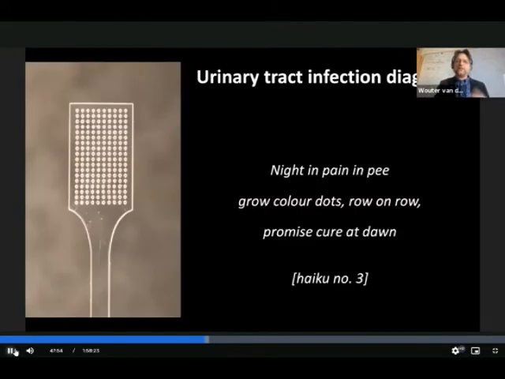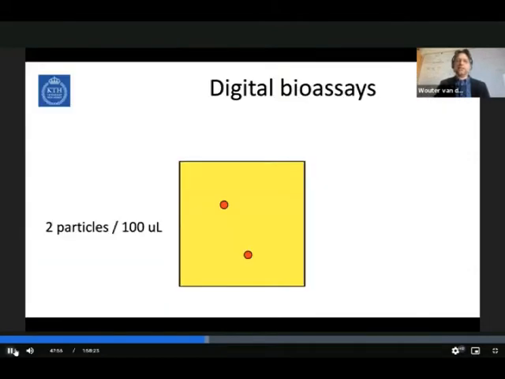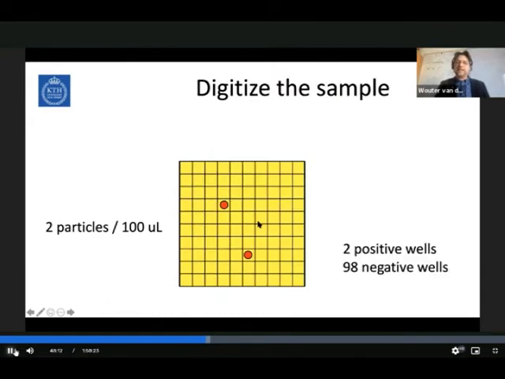What we are doing here is developing digital biosensors, and I will first introduce you to digital bioassays. Imagine we have a sample, which is yellow, and I want to measure two particles, can be two molecules or two cells, it doesn't matter, but a low abundant amount of sample. What we can do is digitize the sample, for example, cut it in 100 pieces, and then you see we have 100 wells, of which 98 are empty and two contain one particle.